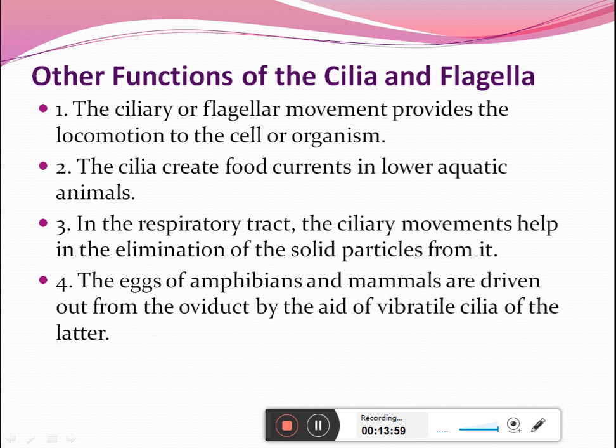The other functions of the cilia and flagella are mainly that they help in the movement, in the locomotion of the cell or the organism. The cilia create food currents in the lower aquatic animals. In the respiratory tract, the ciliary movements help in the elimination of solid particles. The eggs of amphibians and mammals are driven out from the oviduct by the aid of vibratile cilia of the latter.